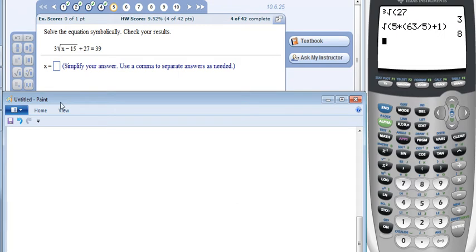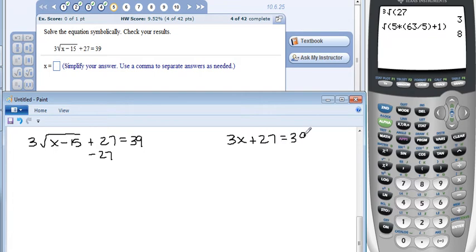Here we have a mess. So we're going to clean up the mess before we start squaring. I want to isolate my radical on one side. That's my goal. So I would subtract 27 first of all. Now, hang on. Don't these look a lot alike? This x is just messier. It's the square root of x minus 15. But it's basically in the same form as this problem here.